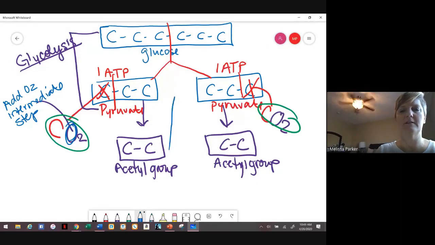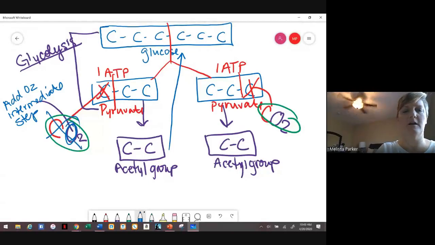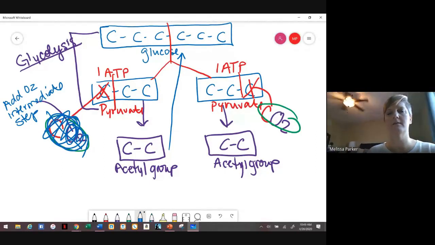Can I take acetyl and make glucose again? No, the step is irreversible. Nope, because this is gone. I don't have another way to make a 3-carbon chain because I made CO2 and I'm going to breathe that away. So it's irreversible. I can't go that way.